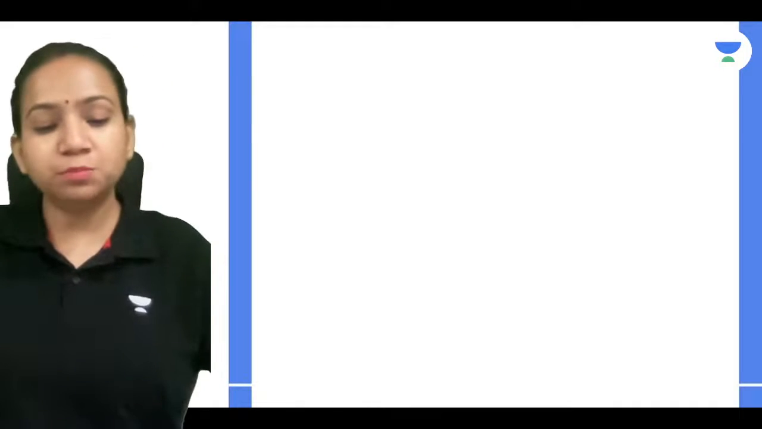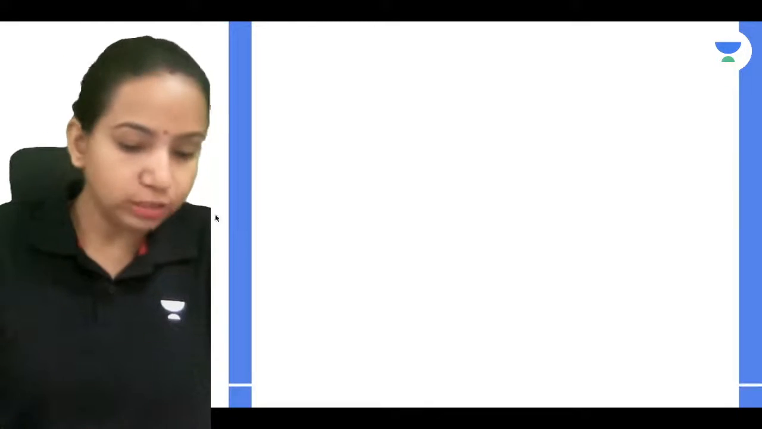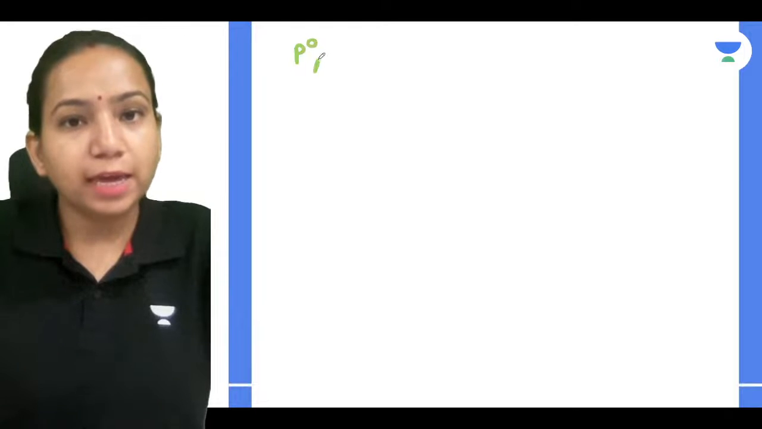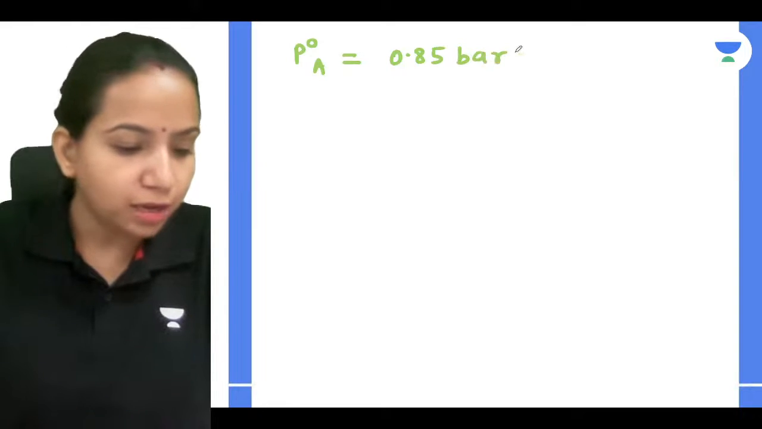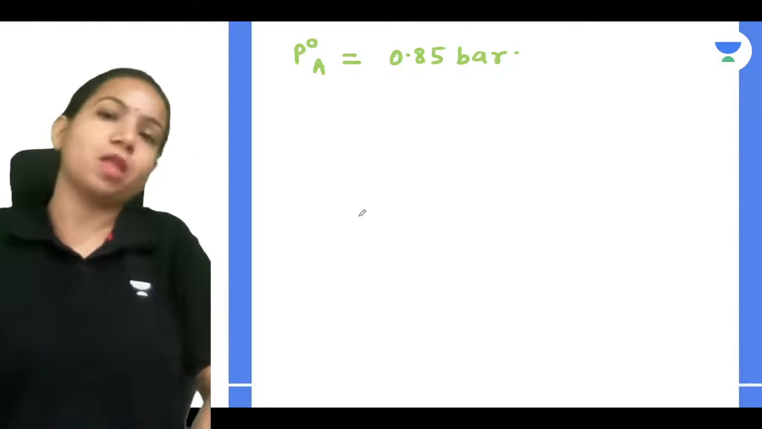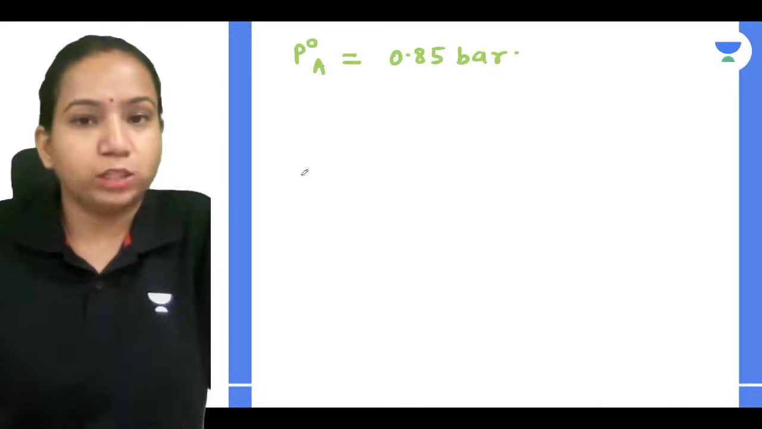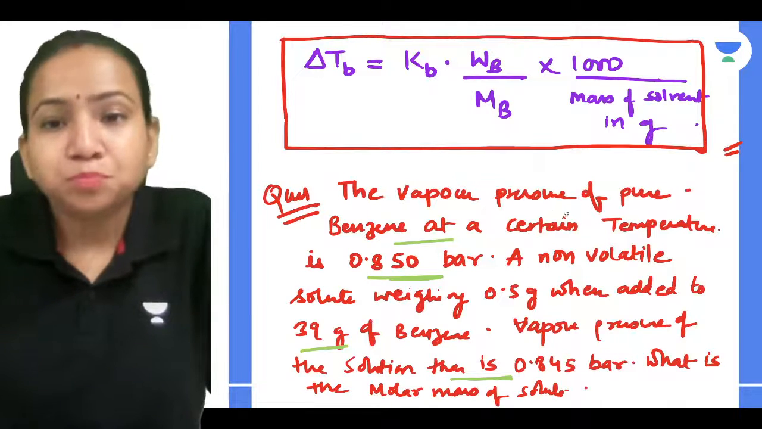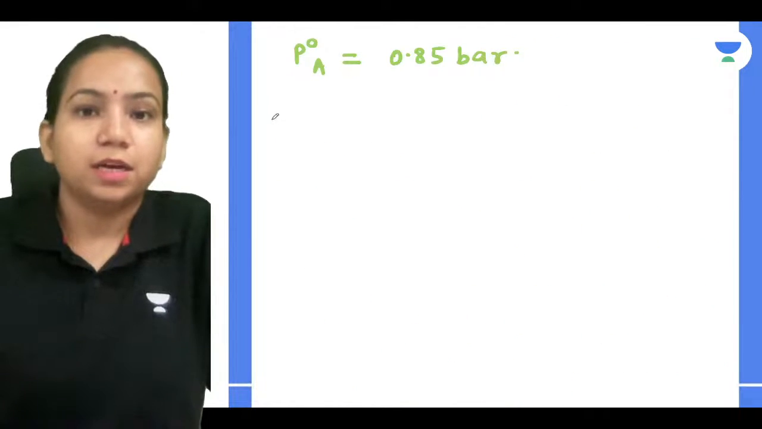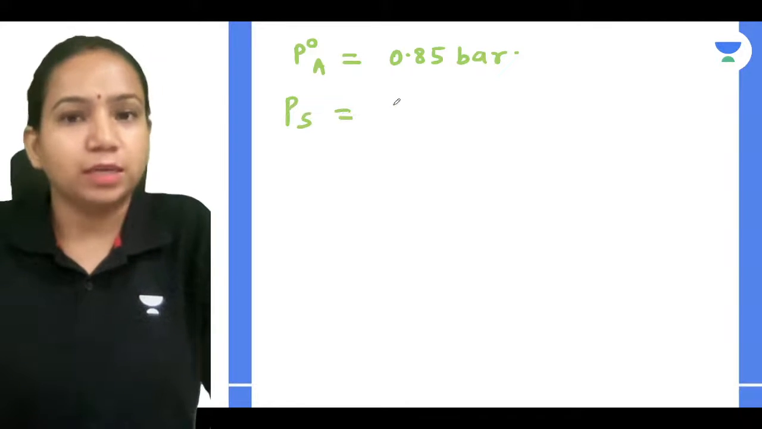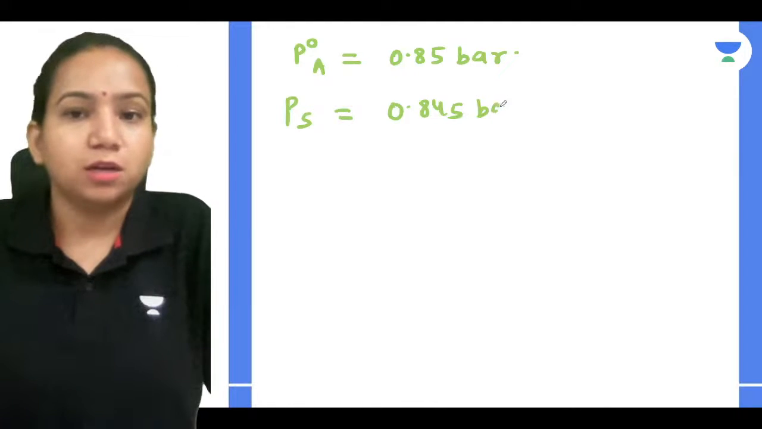Very simple. What you can relate here is what all things are given to you. First, they have given P naught A, which is for the benzene, 0.85 bar. This green color is visible to all of you, right? So P naught A is equal to 0.85 bar. Then a non-volatile solute is added, and the vapor pressure of the solution is 0.845 bar. For the solution the vapor pressure decreases, so it is decreasing only.